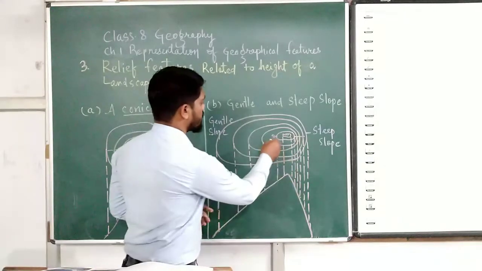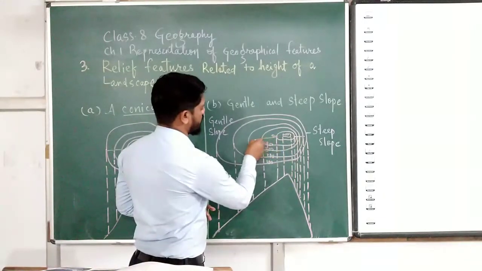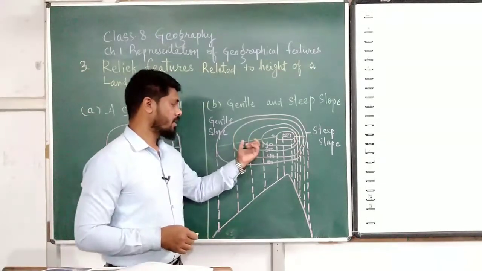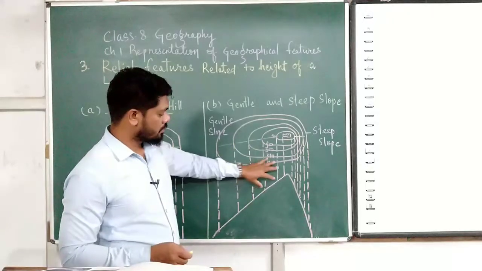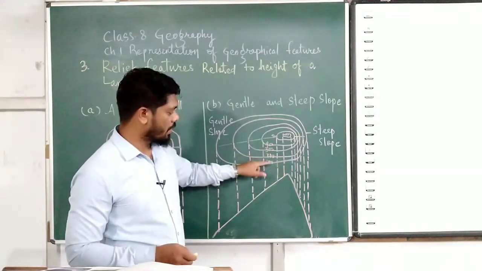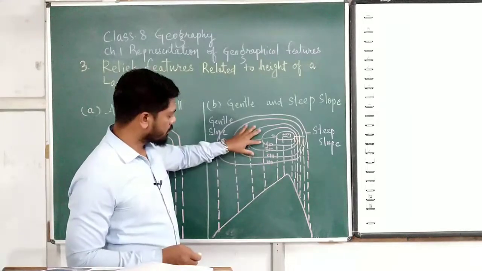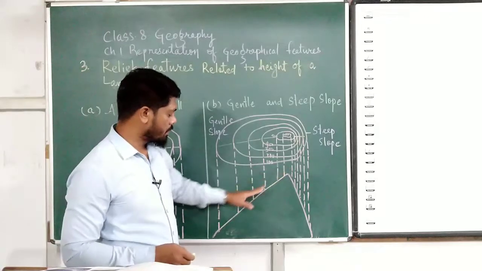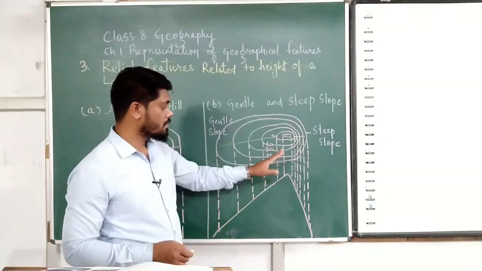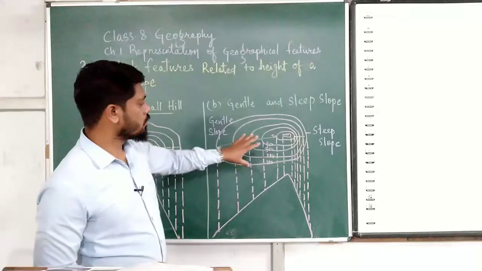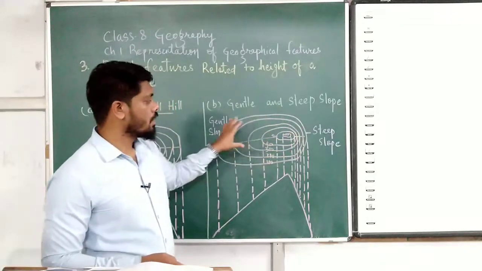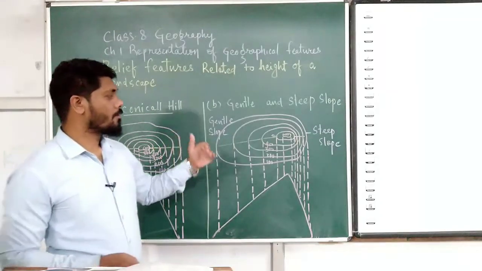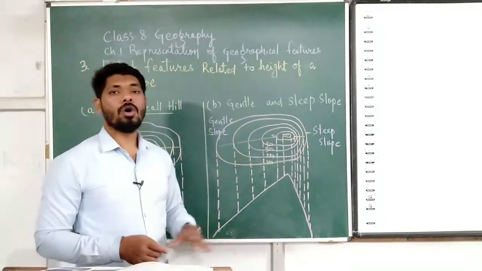And this side, when you compare, the contours are very far away from each other. That means the contour interval is very far. All of these have a 100 meter gap, but this side has a far gap, far away from each other, because the landscape is gentle. It does not have a steep slope. So looking at these contour lines, you will be able to interpret which type of slope or which type of hill is shown on the topographical map.